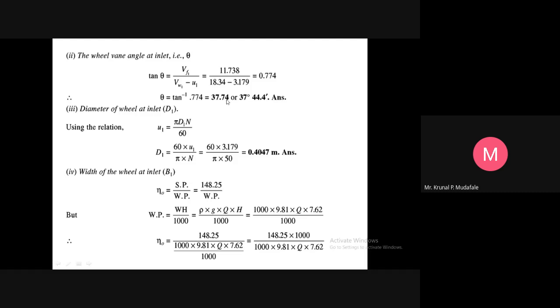थर्ड टारगेट है हमारा तो डायमीटर ऑफ द व्हील एट द इनलेट। डायमीटर ऑफ द व्हील एट द इनलेट इज नथिंग बट इंडिकेटेड बाय D1। ओके, by using the relation, as we know the peripheral velocity with respect to the circumference of the wheel and the speed, so that U1 equals to pi D1 N upon 60. Circumference of the circle is pi D1, that is the diameter of the wheel at the inlet, pi D1 into N is the speed. That speed is available in terms of revolution per minute, we have to convert it into revolution per second, because why?